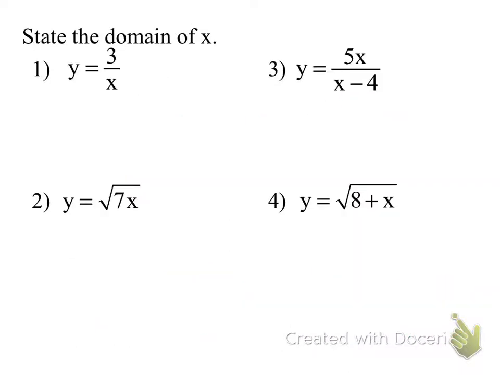All right, now we're stating the domain. We have two rules. We have rules for fractions and rules for radicals. The rule for a fraction is what? Yep. Can't be 0. Can't divide by a 0. Can't have 0 in a denominator. Rule for radicals is what?